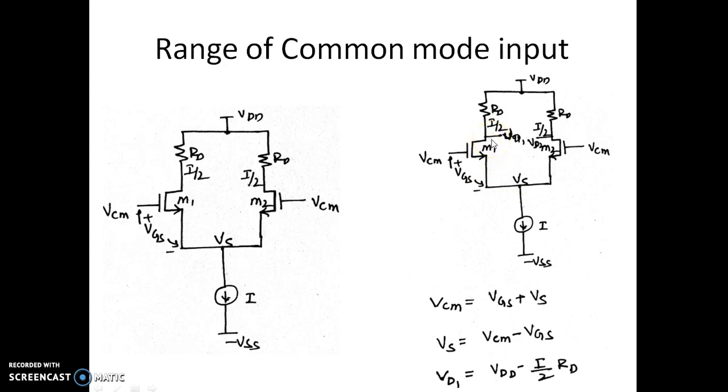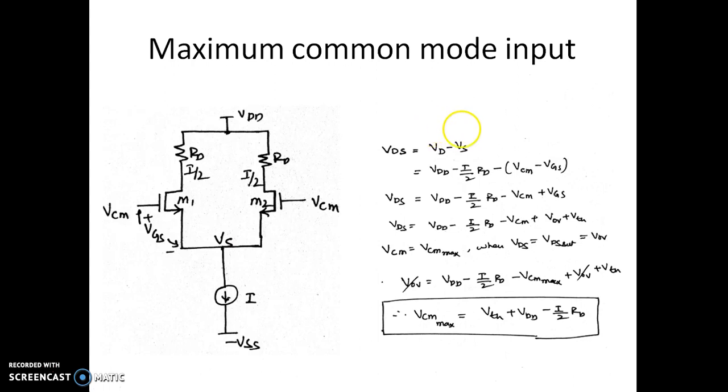If you know the drain and source voltages, then we can find VDS, that is the drain voltage minus VS. So you substitute the voltage at the drain and the voltage at the source. Upon simplifying, you will get VDS as this expression. I can see that as you keep on increasing the common mode voltage, the VD remains constant, but VS keeps on increasing. So if this common mode voltage reaches such a point, we call it VCM max.